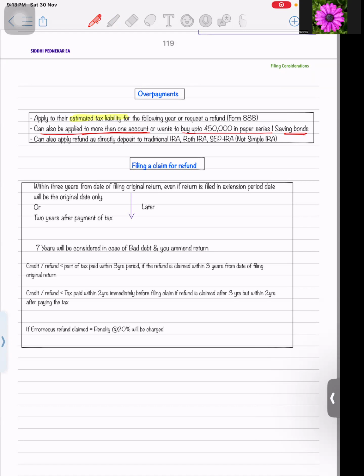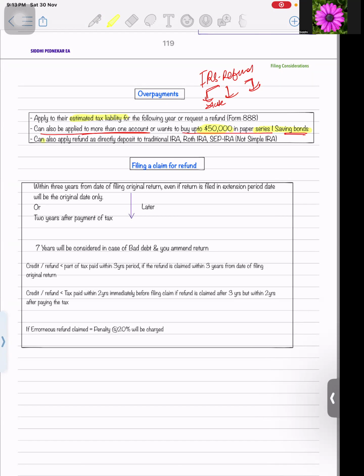Another account means, let's say from the IRS you are going to get a refund, but you have some other tax liabilities. Let's say some state taxes are there, some local taxes are due, or estimated taxes you want to apply, then you can apply it to more than one account. Or the second thing is, if it is up to 50,000, you can purchase a Series I savings bond straight away from your refund amount. Instead of getting it in the bank, you can get the whole amount deposited for purchasing the Series I savings bond.